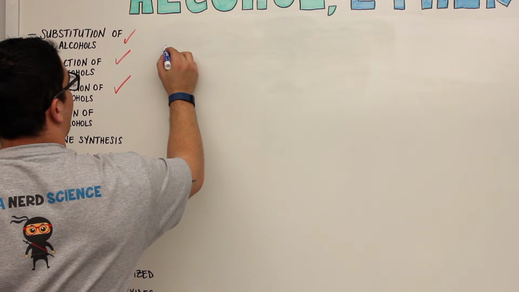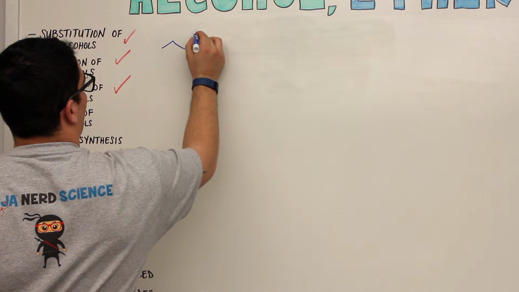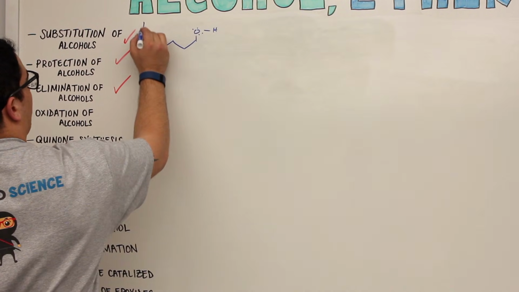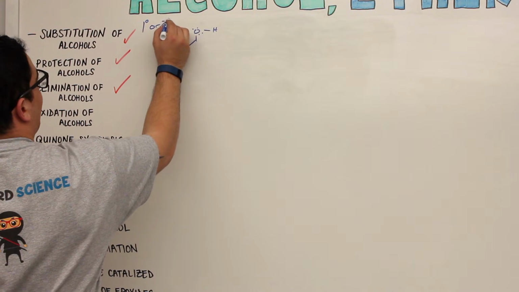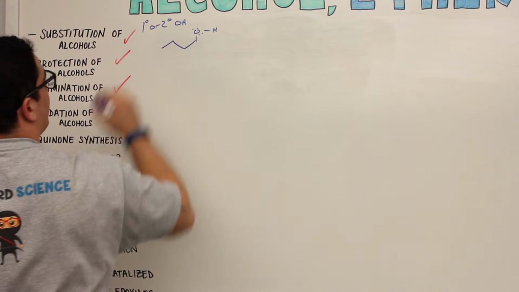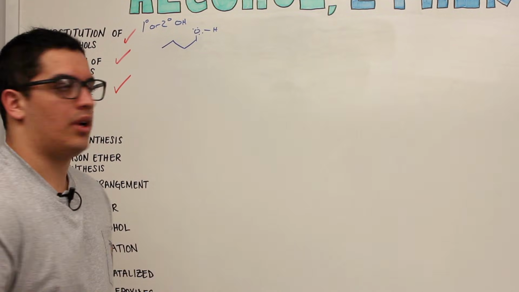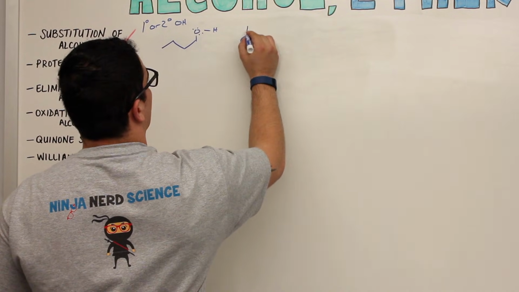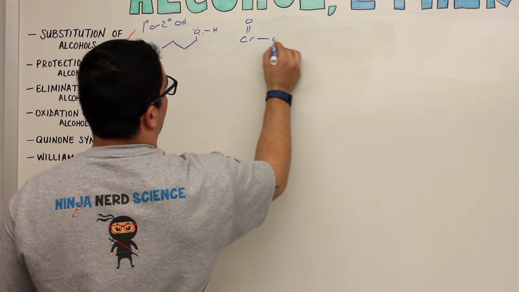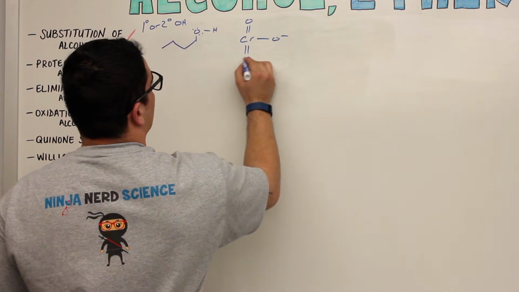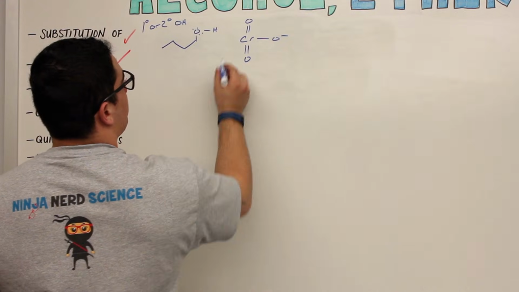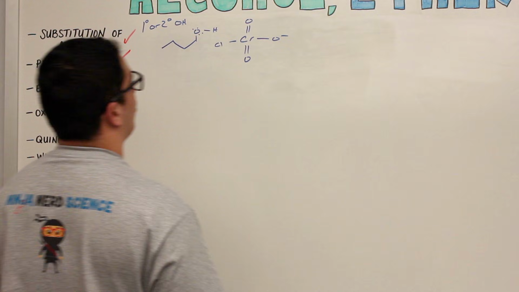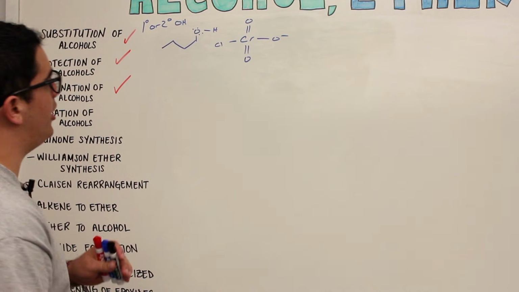All right, so let's say we take, again, a primary alcohol. And this reaction, we can run it on a primary alcohol or a secondary alcohol. We're only going to do this one specifically on a primary. All right, so we have to have here pyridinium chlorochromate. So Cr, double bond oxygen, and then an O negative over here, double bond oxygen right there, and then a Cl there. So this is our pyridinium chlorochromate.